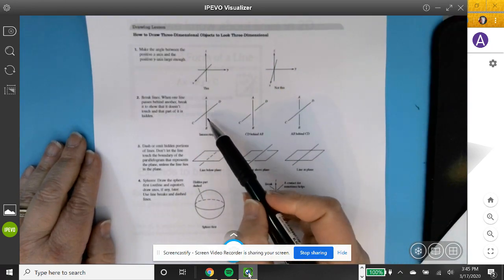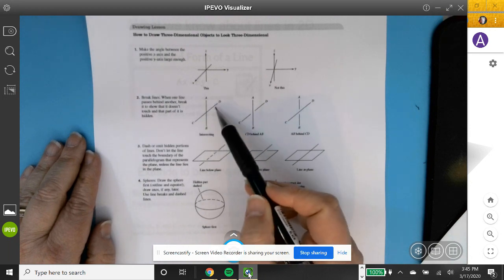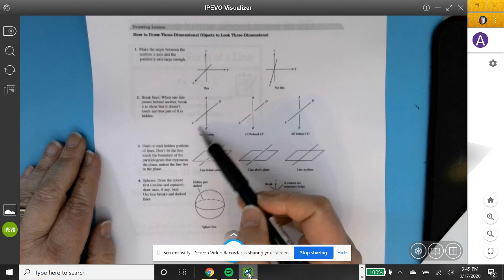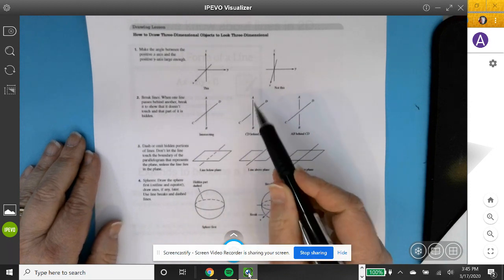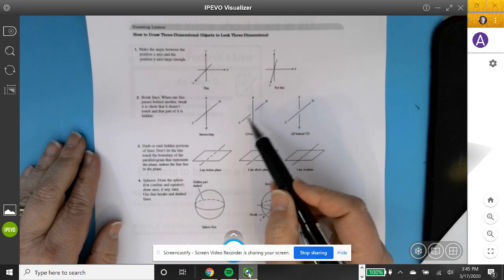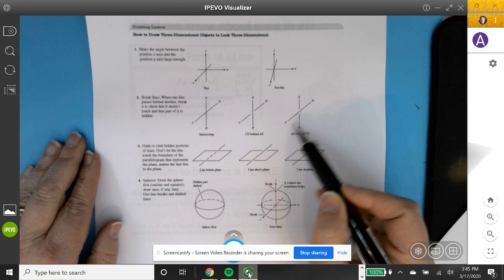Okay, when 2 lines in 3D space intersect, there's no break in them. But if there's a line that's behind a line in 3D space, you break the line that's behind it. Same thing here. So you see how AB is behind CD.